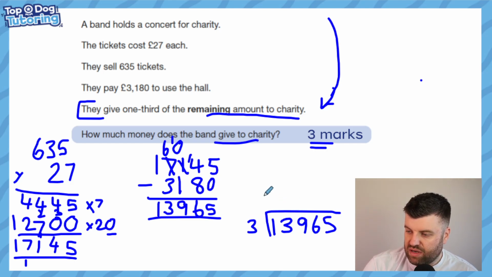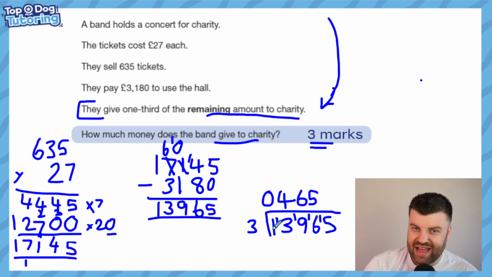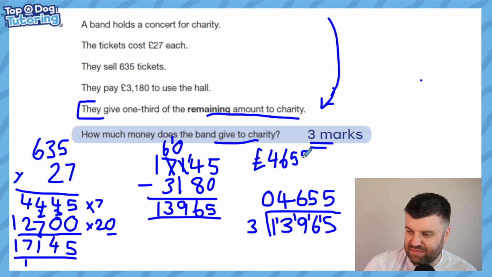How many 3s in 1? None. How many 3s into 13? 3, 6, 9, 12. 4 3s with 1 left over. 3s into 19. Well, 6 3s are 18 with 1 left over. 3s into 16. 5 3s are 15 with 1 left over. And look at that. It's going to go perfectly. 3s into 15 go 5 times. So the band gave a grand total of £4,655 to charity. 3 marks, 3 steps, tricky stuff, testing a lot of different strands, isn't it?